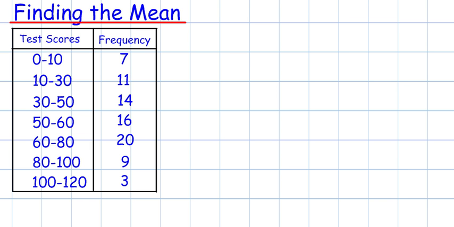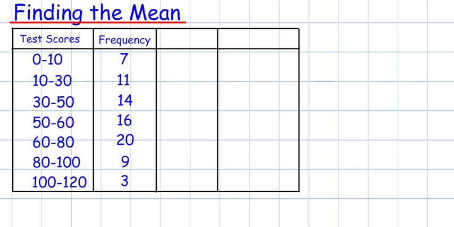So 7 people scored from 0 to 10, and 11 people scored from 10 to 30, all the way up to 3 people scoring between 100 and 120. To find the mean, I need to add 2 more columns. We're going to take an estimate. So we're going to find, first of all, the midpoint. And you can remember the word midpoint because it starts with the same letter as mean.